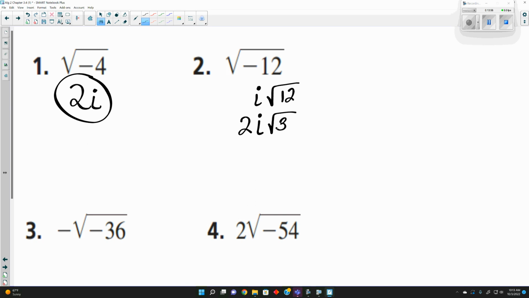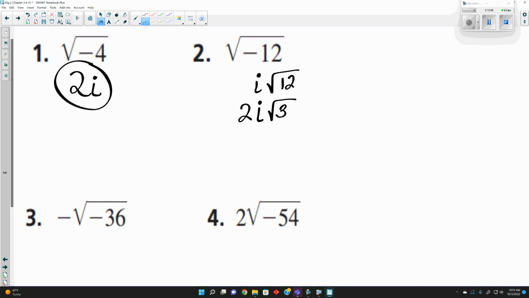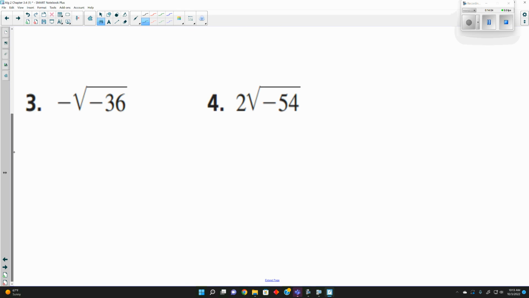So any questions on the first two? So 2i square root of 3. Now number 3, negative square root of -36. Well, the negative inside the radical is going to come out as i, which leaves us with negative square root of 36, yes? So the square root of 36 is indeed 6, so it's -6i.